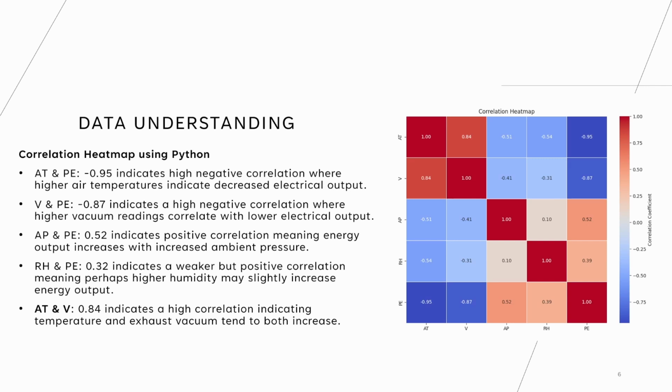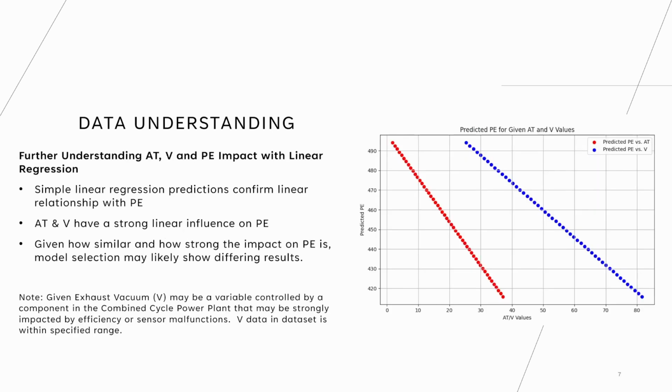Temperature and exhaust vacuum have a high negative correlation on decreased energy output. Ambient pressure and relative humidity have a positive correlation on increasing energy output, though the relative humidity has a weaker influence. One thing to note is a strong correlation with temperature and exhaust vacuum decreasing energy output, which is worth further investigation. Using a simple linear regression model reviewing temperature and exhaust vacuum on energy output confirmed a strong linear influence on PE, though at slightly different rates.